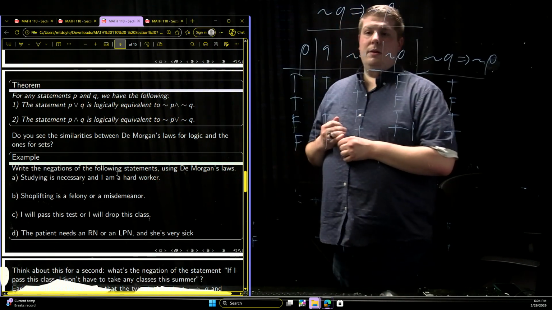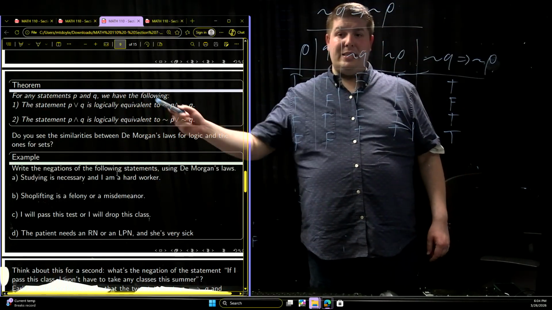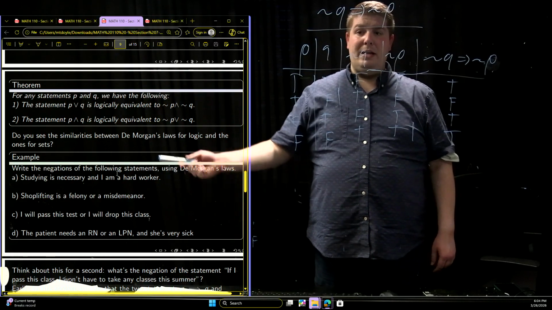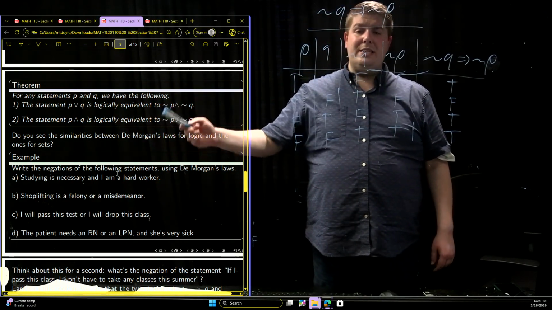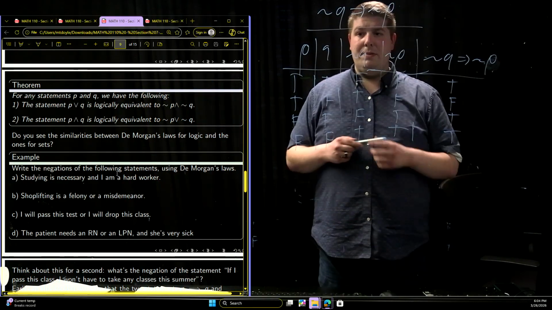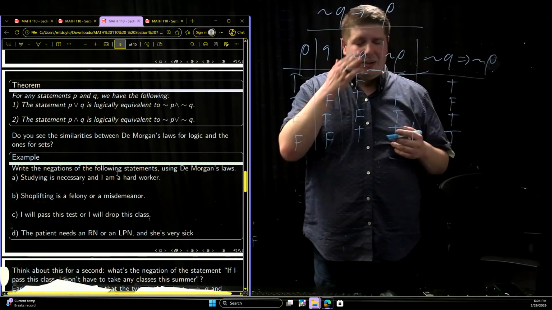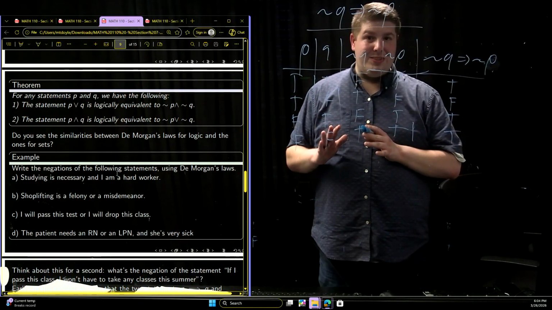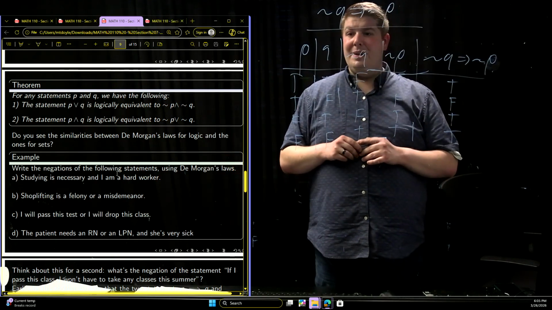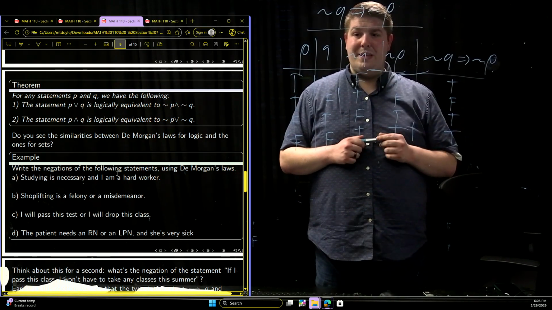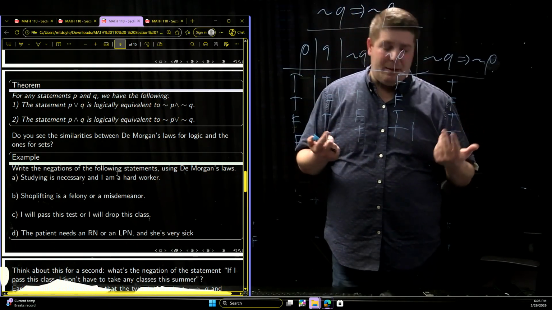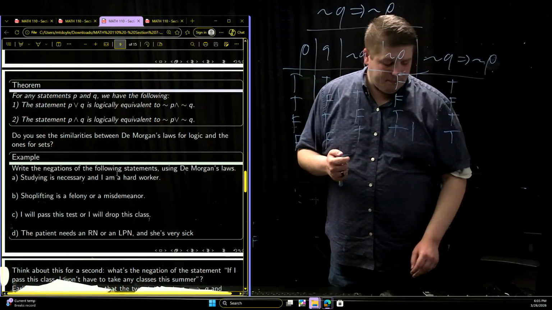Now, the statement P or Q is logically equivalent to not P and not Q. And the statement P and Q is logically equivalent to not P or not Q. These are the same things as De Morgan's laws, okay? So essentially, we have De Morgan's laws for logic as well. I think that's really cool, because I told you all last time, set theory and logic are just two halves of the same coin. Okay? So, there's that.